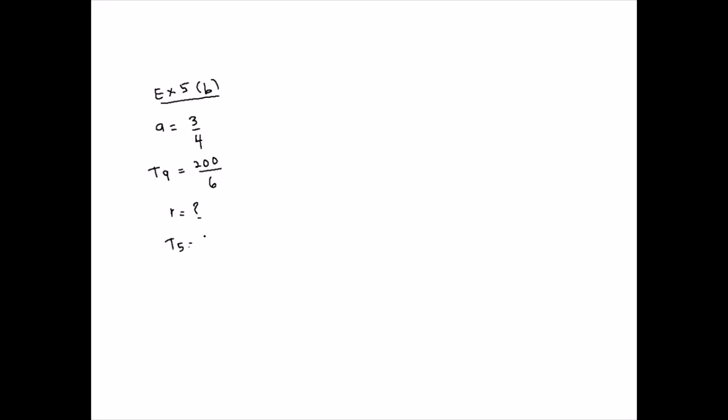So R and T5. Okay, let's use the information that we have. The first information that we have is T9 equal 200 over 6. The formula to find a term is Tn equal A R power n minus 1. So now we have T9 equal A, given earlier, 3 over 4. R is the value that we want to find. N minus 1. Our n now is 9. So 9 minus 1. And T9 is equal to 200 over 6. 3 over 4 R power 8 equal 200 over 6. To find R, move 3 over 4 to the other side and it will become divide.